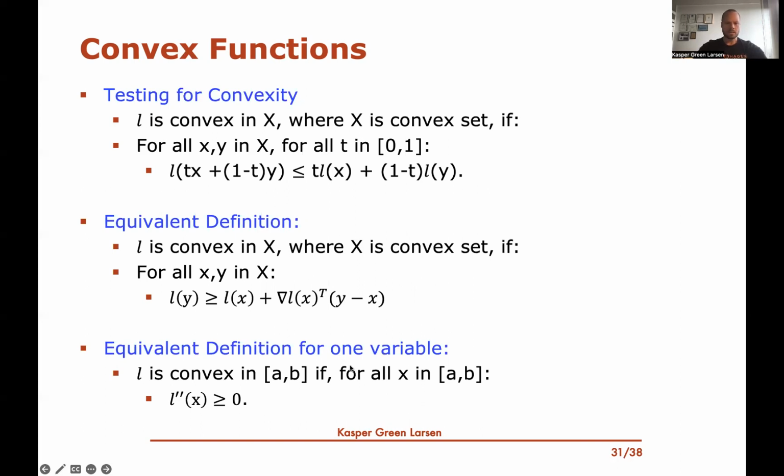Okay, so the last definition that we'll look at is, at least if we have just a single variable, we can say that a function is convex if for all x in the interval, the second derivative of the function at x is non-negative. And this is a fairly easy property to test for most functions of a single variable. I just have to compute this double derivative and argue that it's non-negative.